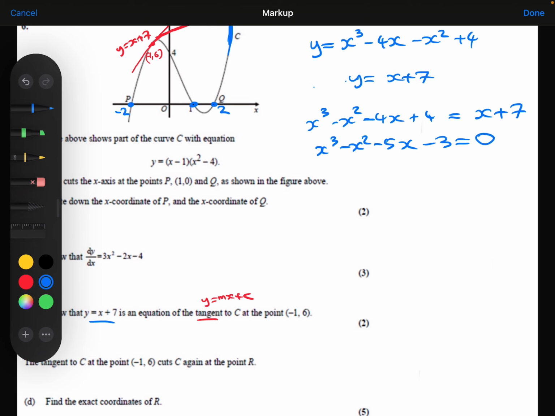We already know that minus 1 is a solution to both of these. The curve and the straight line intersect at x equals minus 1. Therefore, x plus 1 is a factor of this cubic. I just need to work out the other factor. So, quick bit of algebraic division here.